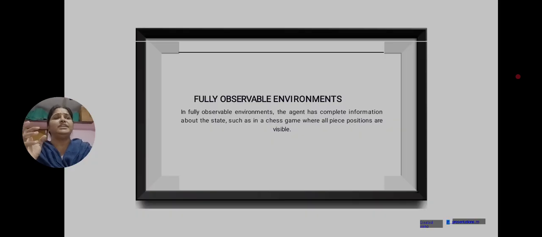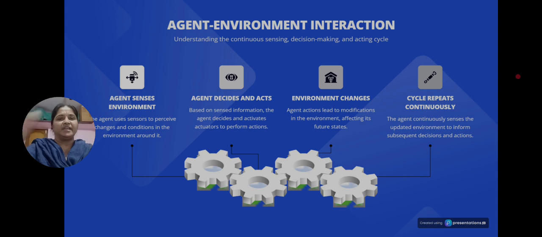So how do the agent and the environment interact? We have 4 important steps for the interaction between the agent and the environment. The agent senses the environment, then it decides and acts accordingly on what query has been given to the agent. This action changes the environment, and based on that the agent senses again, and it continuously works with the information the agent is giving.